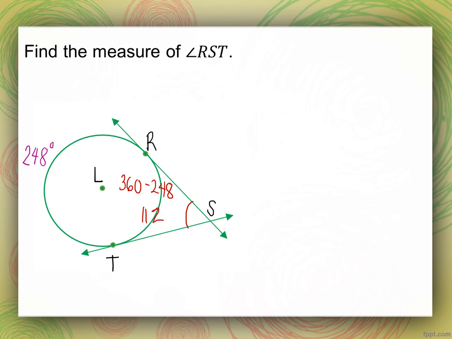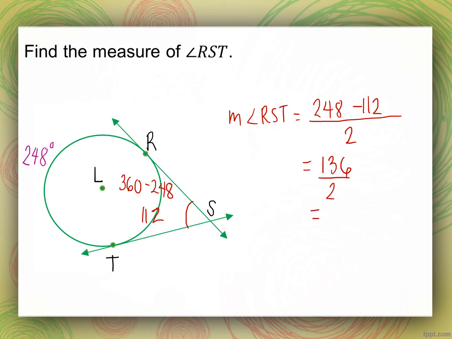So now we can solve for the measure of angle RST, which is just subtracting the two intercepted arcs. They are 248 minus 112, divided by 2. 248 minus 112 is 136, divided by 2. So half of 136 is 68. So the measure of angle RST is 68.